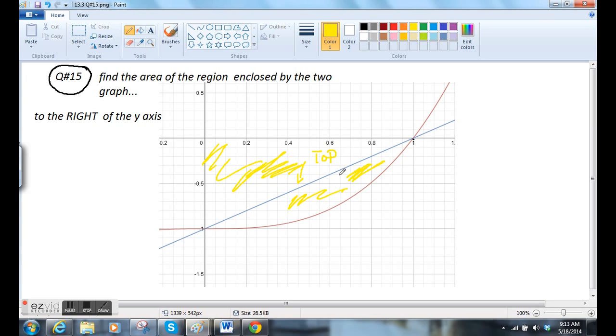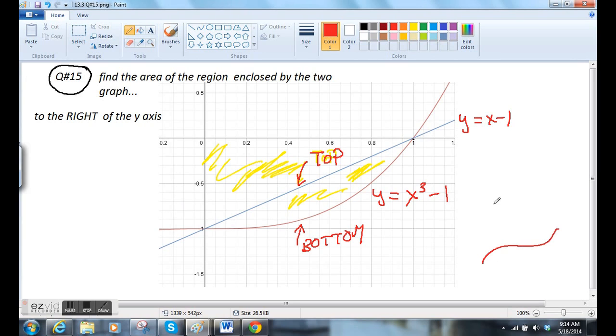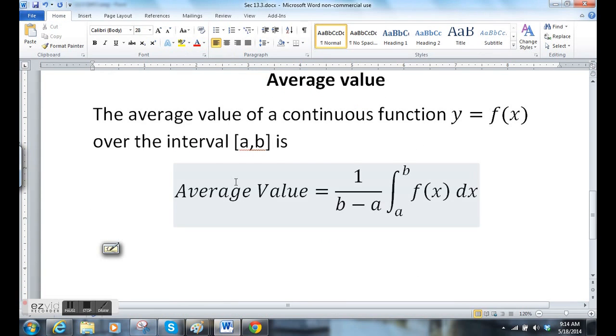So it's a little bit tricky, but you always want to find whichever function is on top, the top function, and this one was the bottom. And again, this blue line is y equals x minus 1, and this reddish line is y equals x cubed minus 1. So that's how you do it, and we were finding this area, and we said that was, have you forgotten? No, 1/4. And there's one last thing I want to cover in this section, and that is average values.